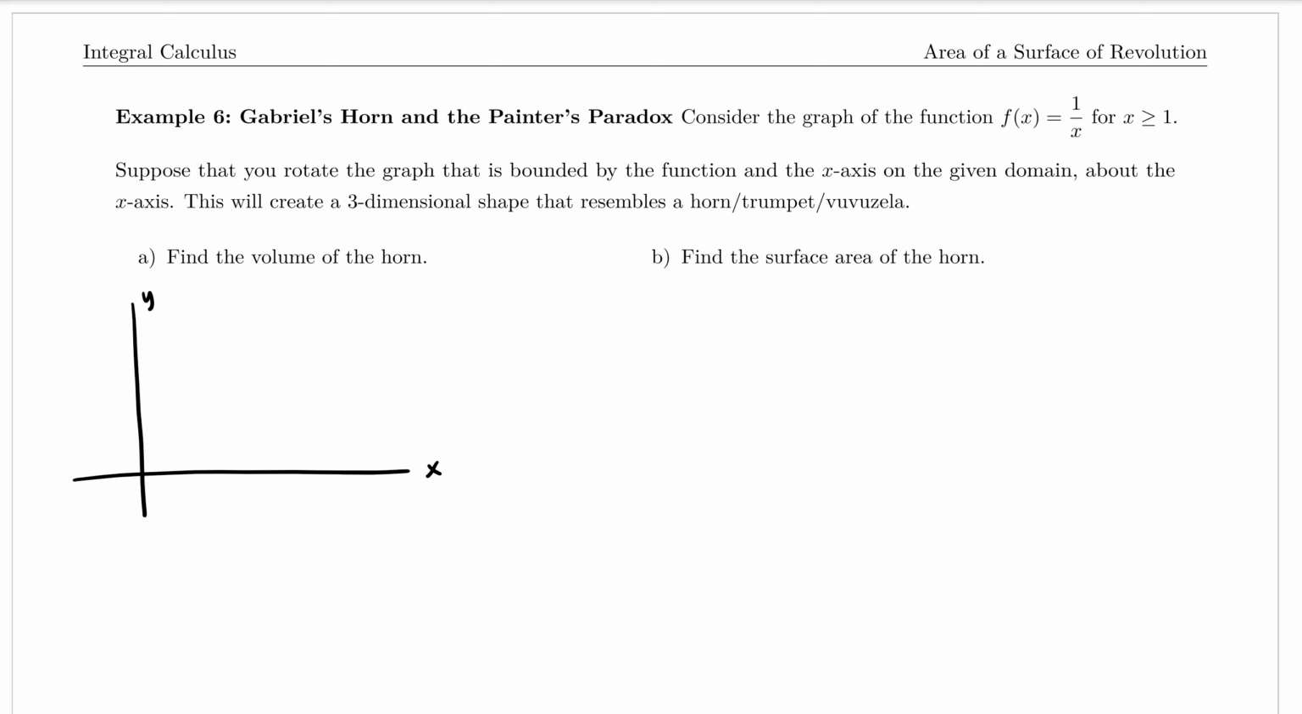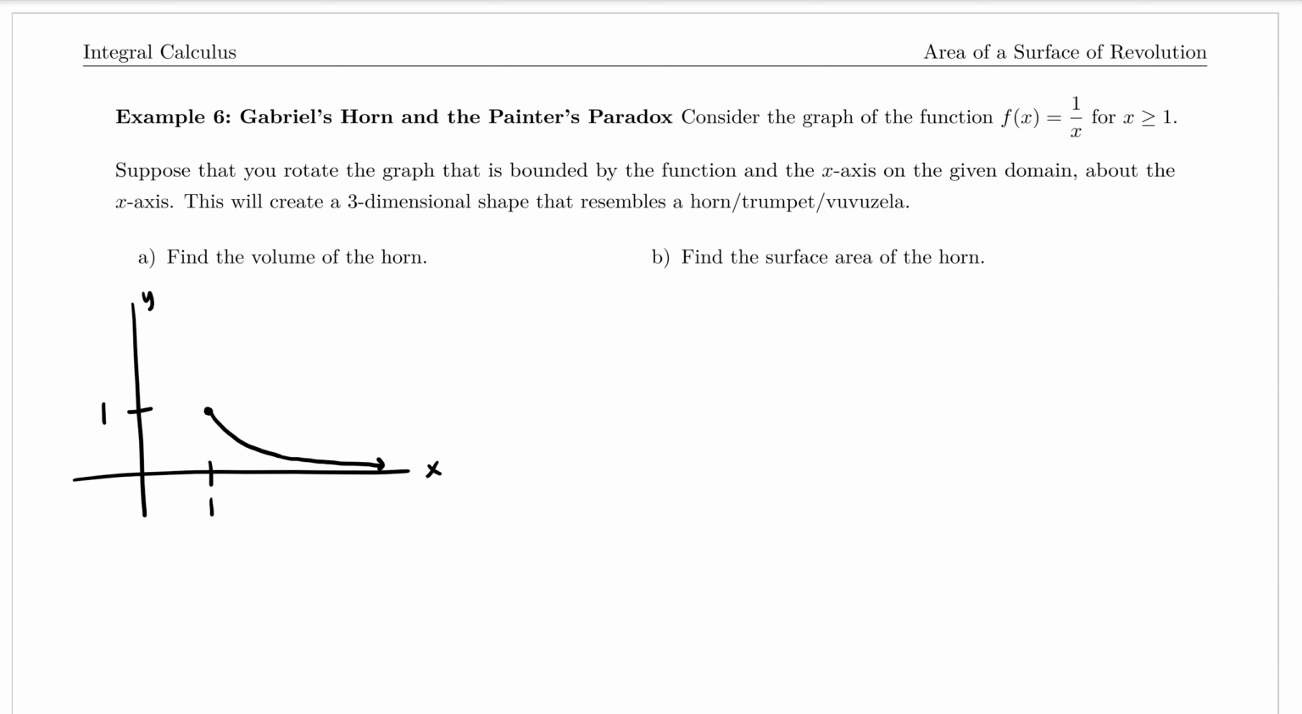So if we're looking at the graph of y equals 1 over x for all x values greater than or equal to 1, if I plug in 1 into that function, my output is going to be 1. And it's a decreasing function in the first quadrant, and I know that there's a horizontal asymptote at y equals 0, or the x-axis, so my graph is never actually going to reach or touch the x-axis, but it'll get infinitely close.